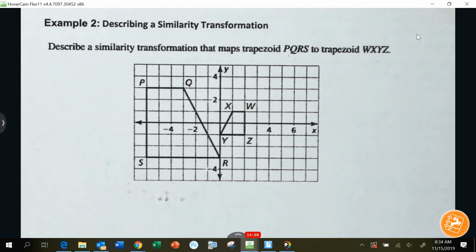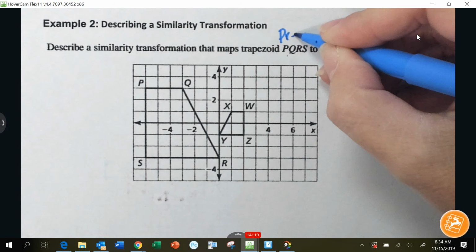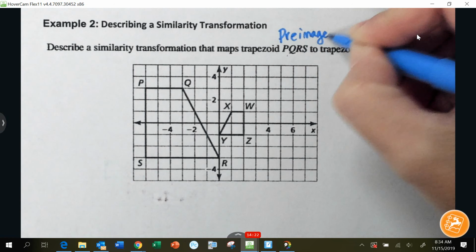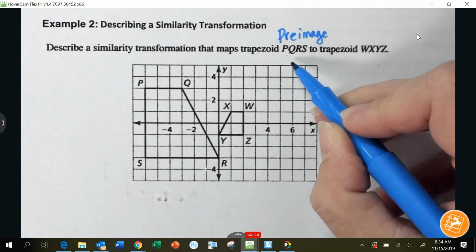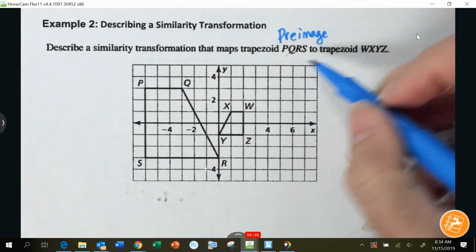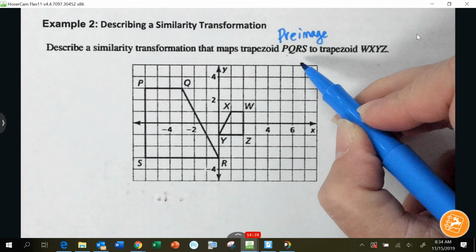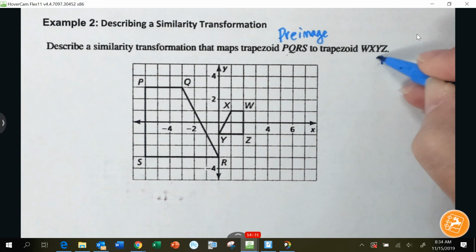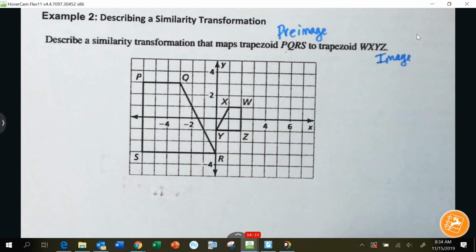Okay, Alex, what do you think? In the directions it says from PQRS to trapezoid WXYZ. So which one's the pre-image? PQRS. Yeah. If we start with PQRS and turn it into WXYZ, then PQRS has to be the pre-image, and then WXYZ would be the image. So are we doing an enlargement or a reduction? A reduction, it's getting smaller.